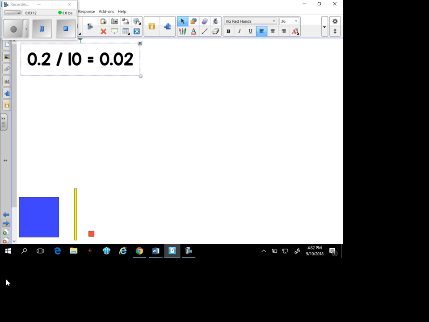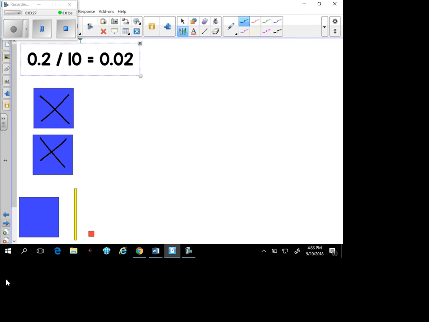So now we have 2/10 divided by 10, and that little slash just means divided by 10. So what we're going to take is our 2/10, and divide means that we're going to break it up. So I can exchange these 2/10 for 10 tenths each.